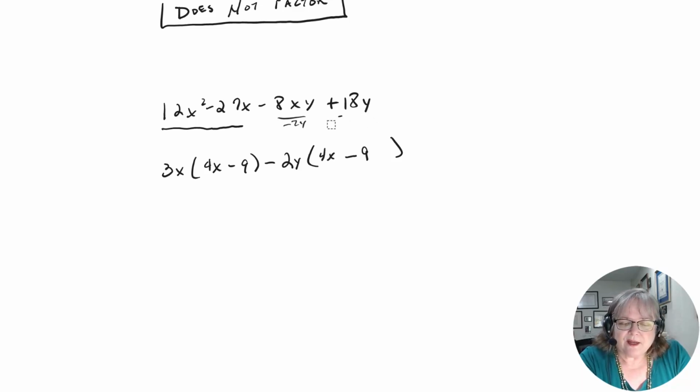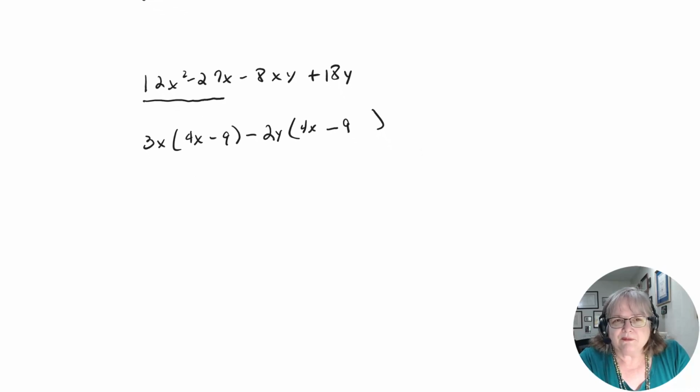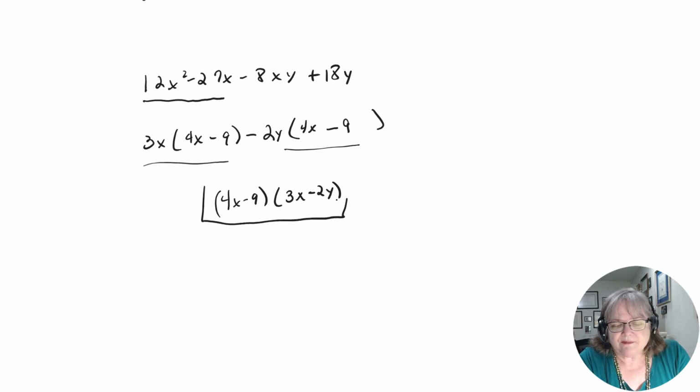Now let's check that. This kind of maybe creeps you out just a little bit, so let's check. Does negative 2y times 4x get you negative 8xy? Yes, it does. Does negative 2y times negative 9 get you a positive 18y? Yes, it does. So it won't hurt you to check all of these, but we're just checking that one at this moment. Anything in common between the front and the back? Yes, a 4x minus 9. And you bring down the 3x and the minus 2y, and you're done.